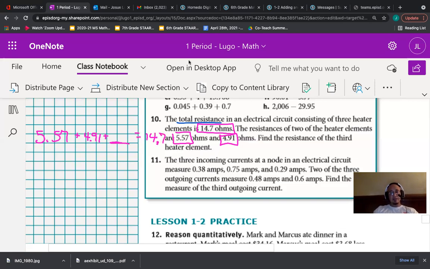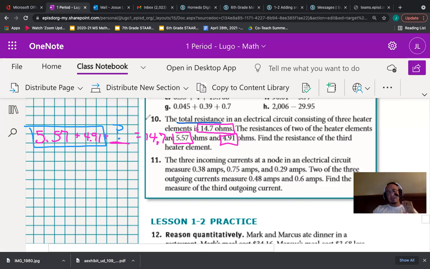And so, ladies and gentlemen, hopefully you can see it. If you cannot, I want you to practice your adding and subtracting. So I recommend that you first add these 2, add the first 2 heater elements using the same rules that we just did. Once you find the sum of those 2, then you can subtract that from 14.7. So 14.7 minus whatever you have to get the heater element that you're missing. Once again, add the first 2 heater elements, which are right here, 5 and 57 hundredths plus 4 and 91 hundredths. And whatever answer you get, you will subtract that from 14.7. In other words, 14.7 minus whatever you get. And that should get you that heater element.